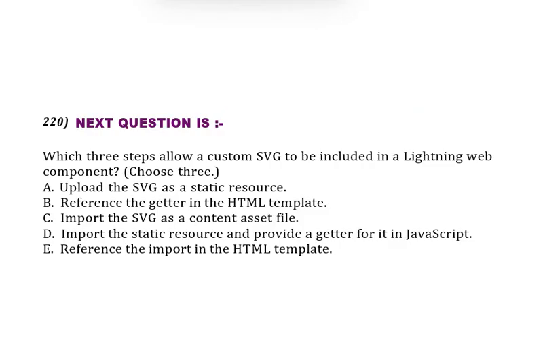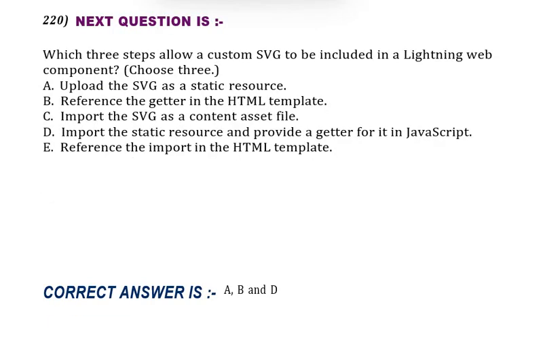Question is which three steps allow a custom SVG to be included in a Lightning Web component? Option A, upload the SVG as a static resource. Option B, reference the getter in the HTML template. Option C, import the SVG as a content asset file. Option D, import the static resource and provide a getter for it in JavaScript. Option E, reference the import in the HTML template. Correct answer is option A, B and option D.